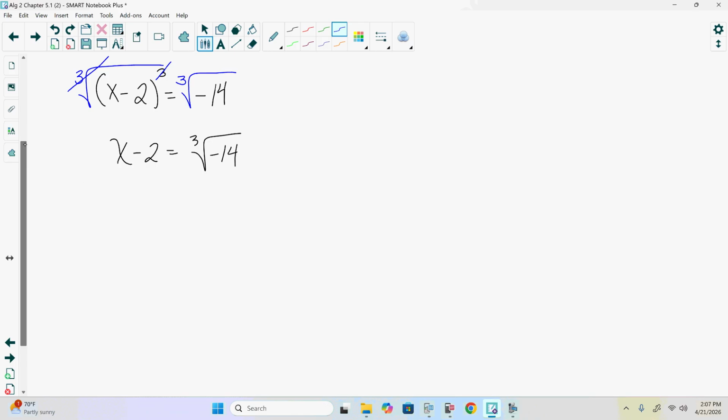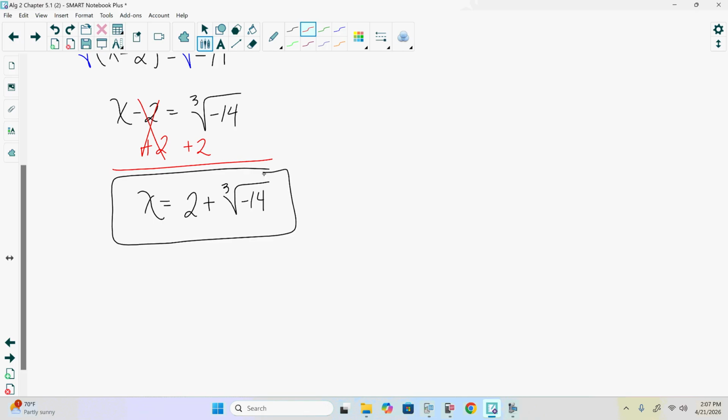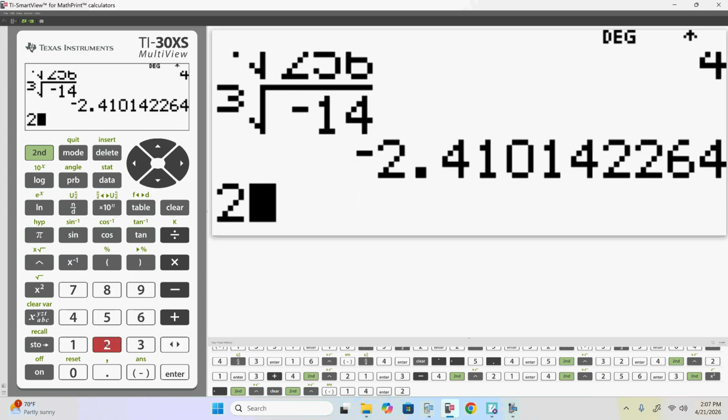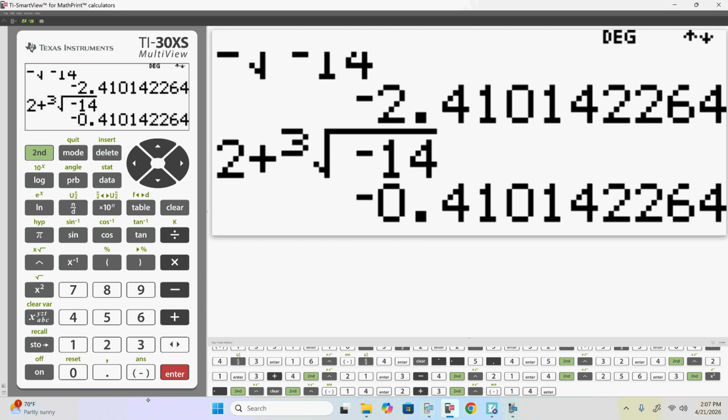Last thing we have to do is solve for x. We can add 2 to both sides because our negative 2 plus 2 would be 0, leaving x by itself is equal to 2 plus the cubed root of negative 14. Because we already noticed that this cubed root of negative 14 was an irrational number, it's not going to combine, it's not going to simplify without approximating. So we can leave it as 2 plus the cubed root of negative 14. If we really wanted to see what that is, it's not too hard to grab a calculator and say 2 plus the cubed root of negative 14, and it gives us negative 0.41.